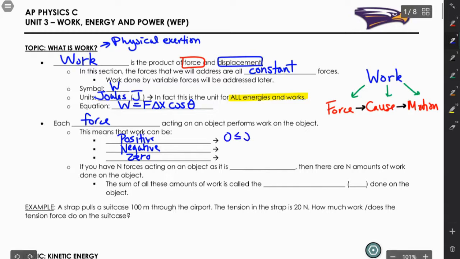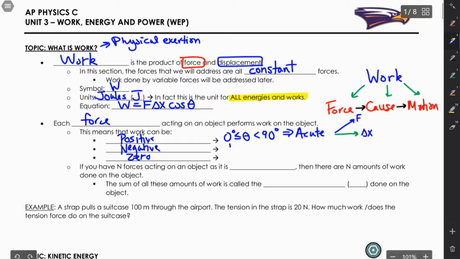So if your angle is between 0 and 90, so 0 degrees is less than or equal to theta, which is less than 90, not including 90, right? These are the acute angles, and so our work is going to be positive. That would be something along the lines of my motion is to the right, and my force is acting at this angle, because the horizontal component of force goes in the same direction as the displacement. Then we'll have positive work.